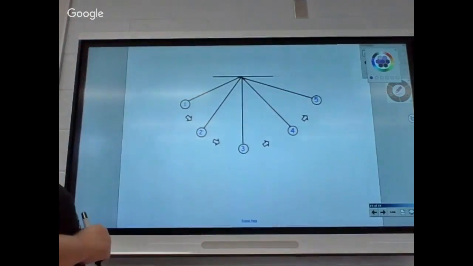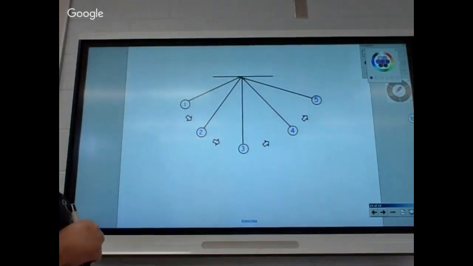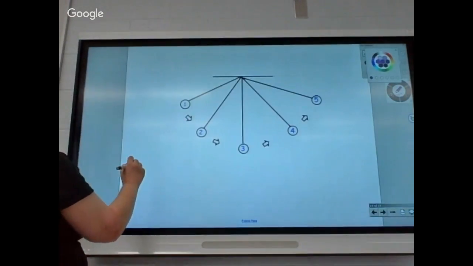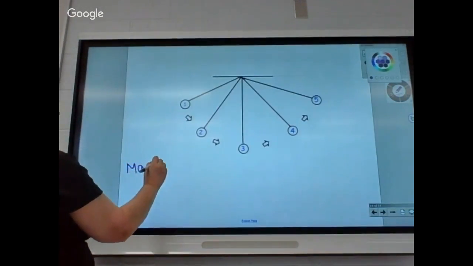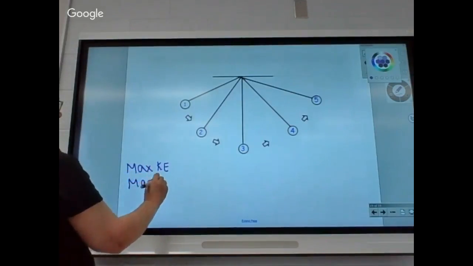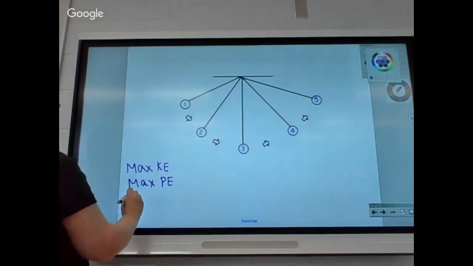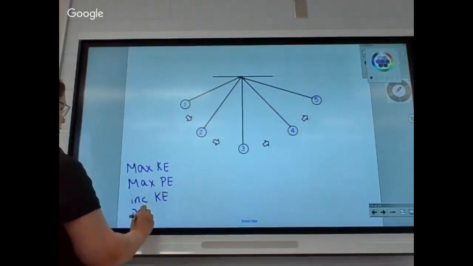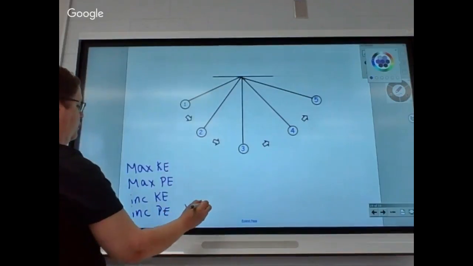All right. So, same concept. Look at the direction of the arrows. Look at the numbers. I want you to try to label maximum KE, maximum PE, increasing kinetic energy, increasing potential energy, and velocity equals 0.